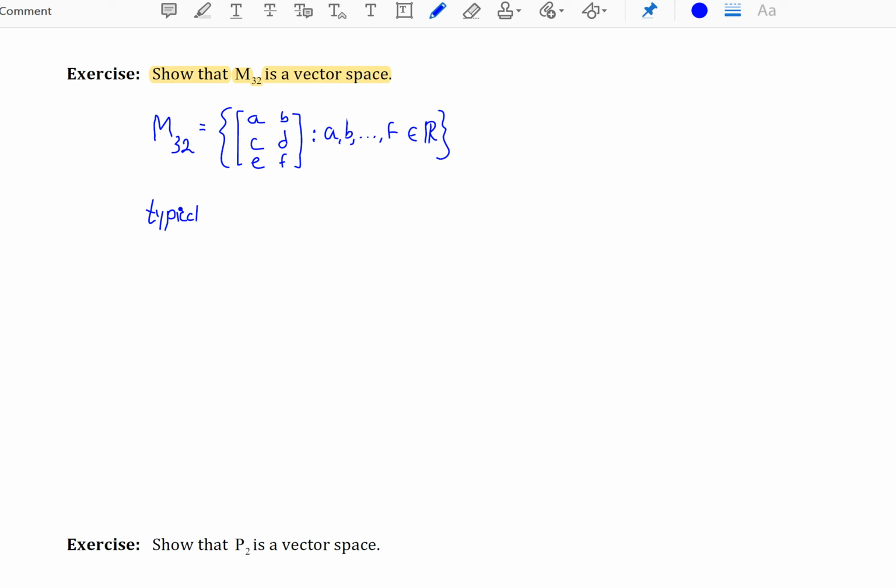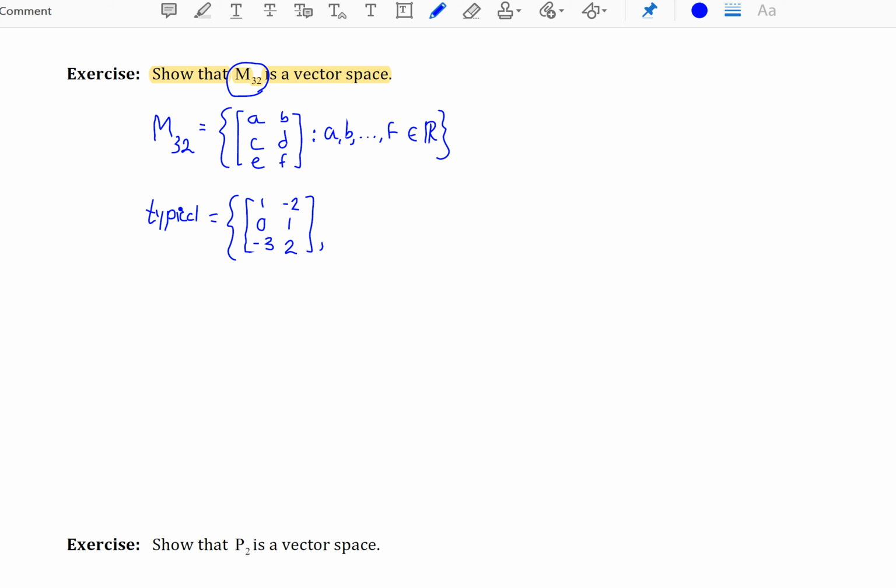Some typical vectors in our space. So even though we're talking about the vector space M32, we still refer to its components, the items in it, as vectors. So here's what some typical vectors might look like: 1, -2, 0, 1, -3, 2. This is what a vector in M32 might look like.